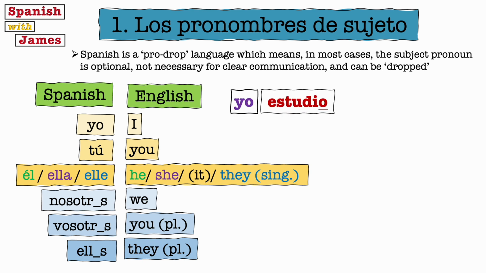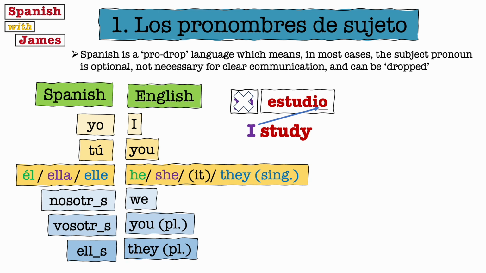For example, if I said yo estudio, I study, well, the yo is telling me I, but the ending on estudiar, estudio, that can only mean I. So actually if I drop yo estudio and I just say estudio, it's still equally clear and I've just saved myself a syllable. Generally languages evolve to be more efficient, and Spanish, because it has these verb endings and it kind of makes it quite clear who's doing it, most of the time people don't use these subject pronouns, but you do have to know them.